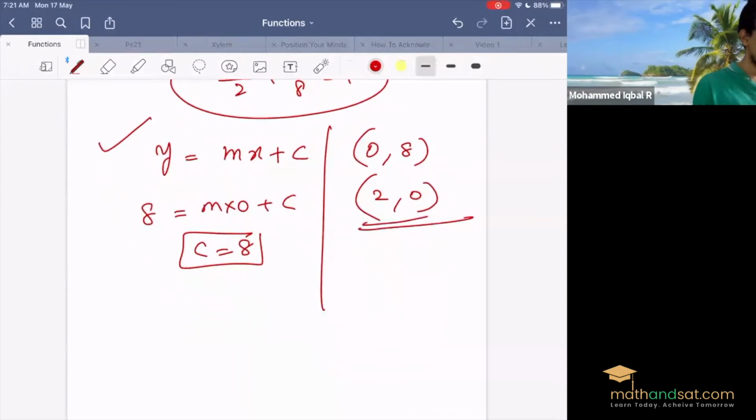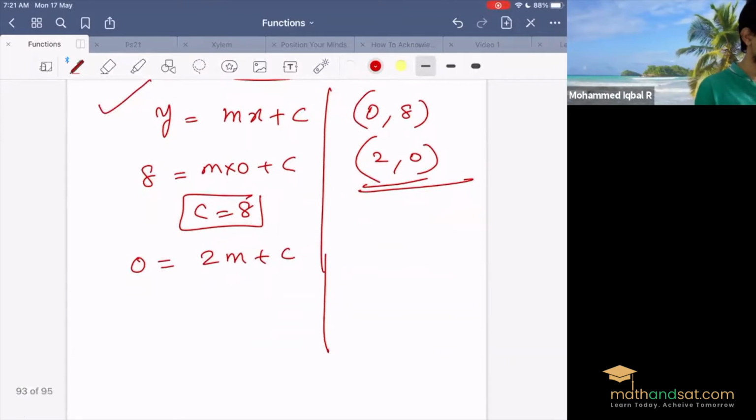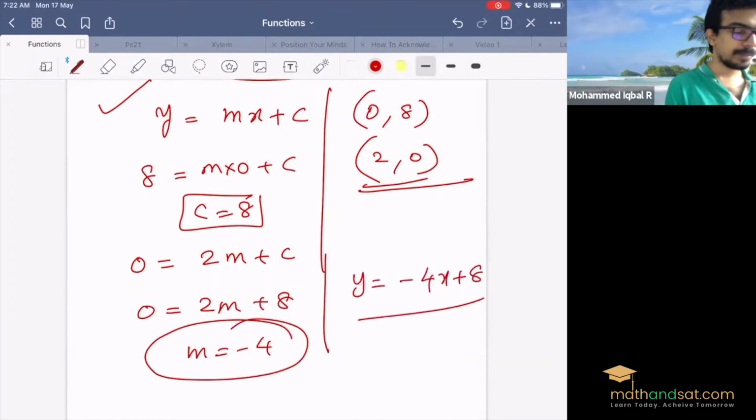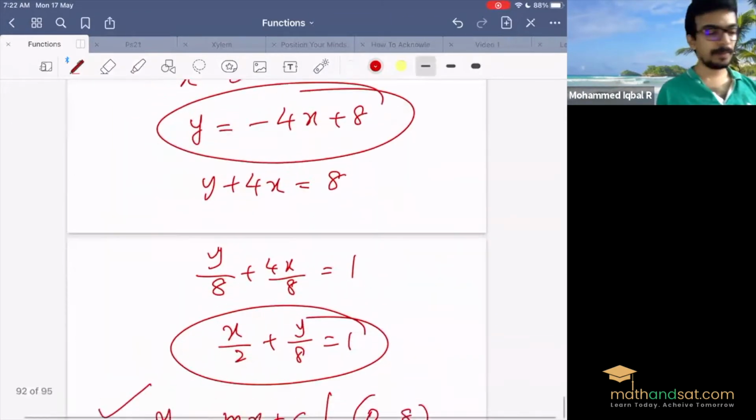You substitute 2, 0. When you put 2, 0, 0 is equal to 2m plus c. The c value is 8. So we have 0 is equal to 2m plus 8. Your m value comes out to be minus 4. So your final answer is y is equal to minus 4x plus 8. This is the answer. We got the same answer in the previous approach.